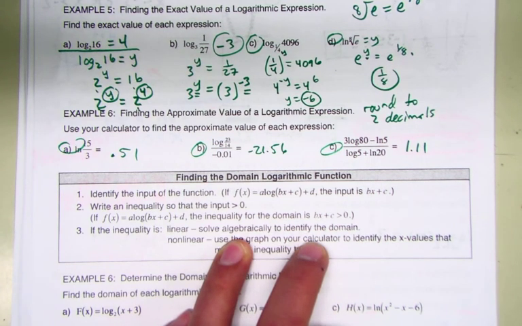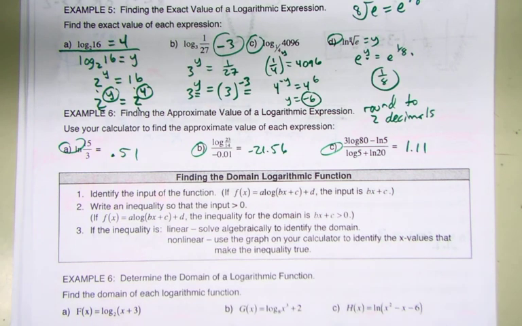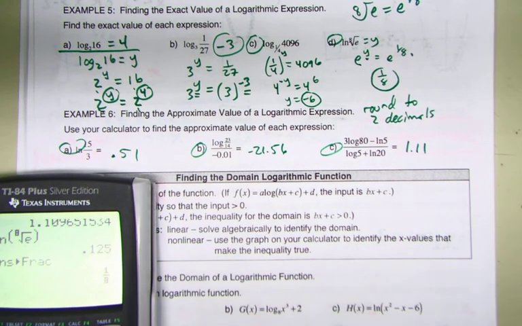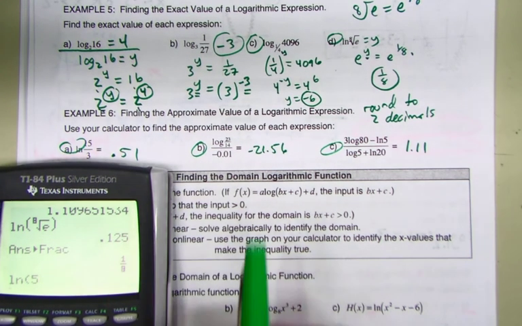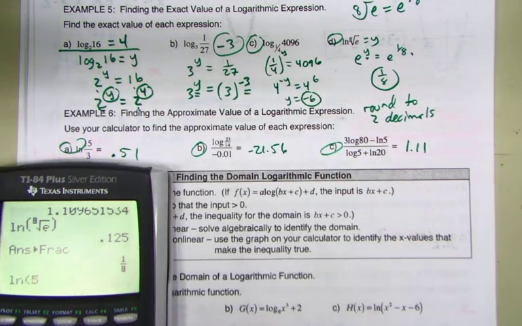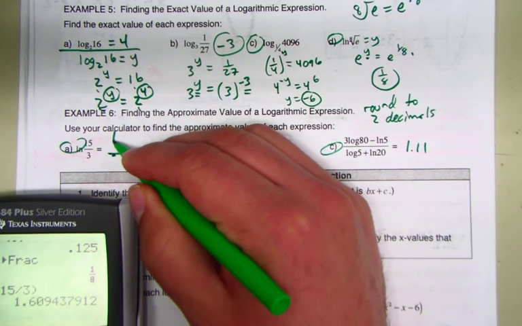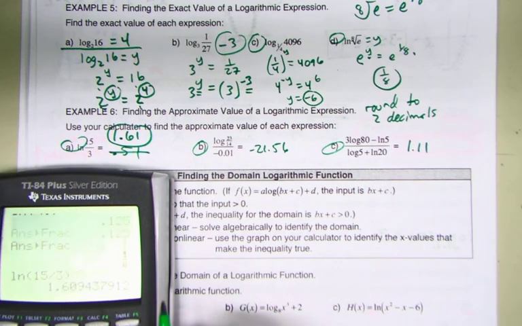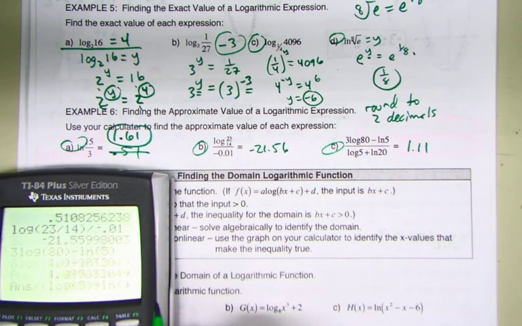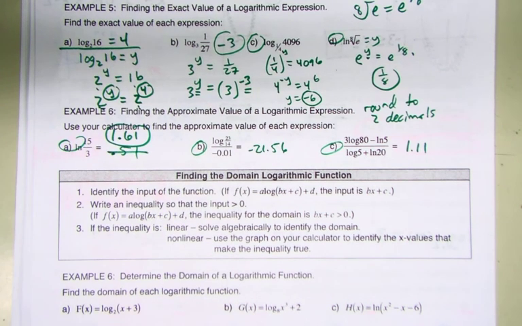Yes? For A, I keep getting a different answer. I get 1.61. Oh, let's see what happened. Natural log of 5. Oh, hold on a minute. My little marker covered up the 1 and I didn't even... I think I did 5/3 instead of 15/3. Thank you. So it should be 1.61. Is that what I did? 5/3? I hope so. Yeah, I didn't see the 1. Okay. Any other questions on those?